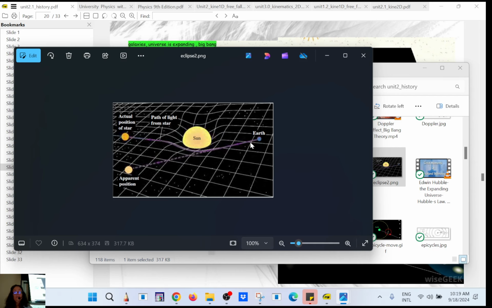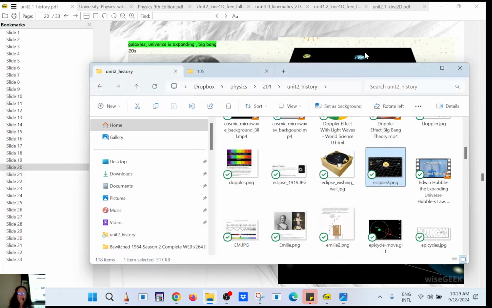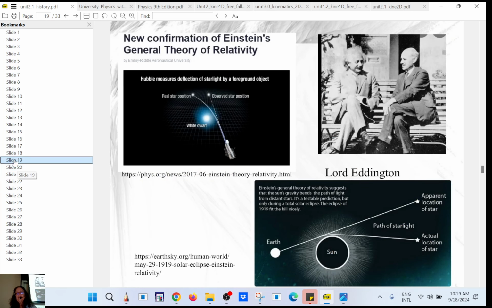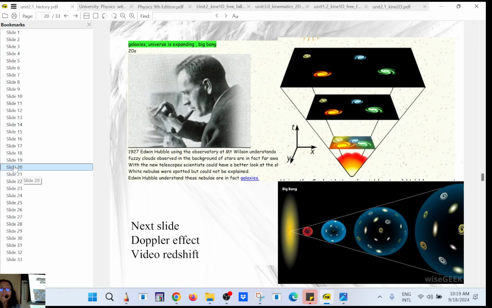So same thing here. So that was a big breakthrough. Let's see if I didn't forget anything. Any question? So that was 1919. Lord Eddington, I will get back to him. Okay, so then 1920, another breakthrough in astronomy that became astrophysics.